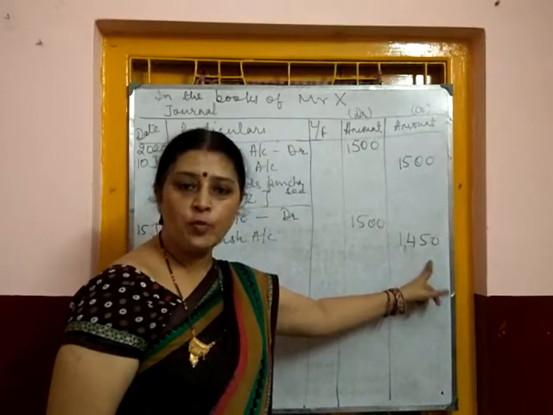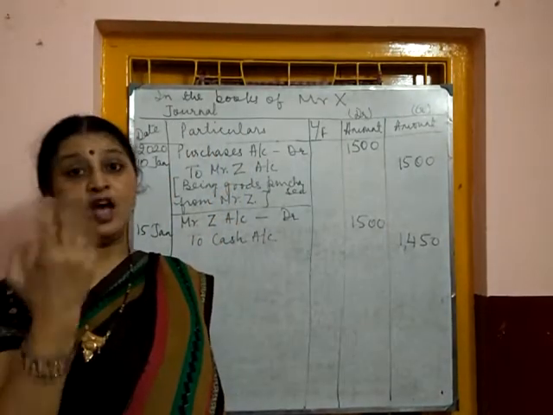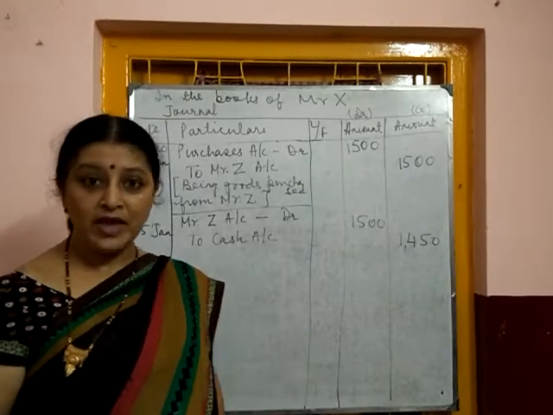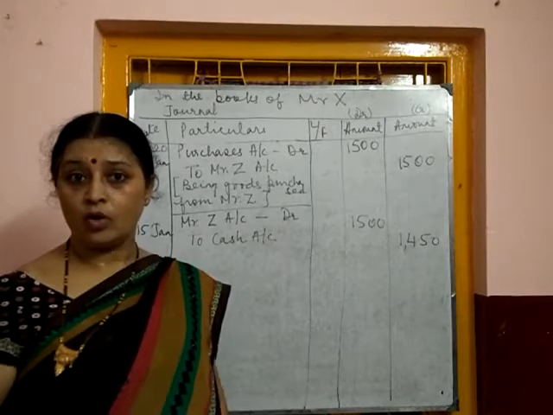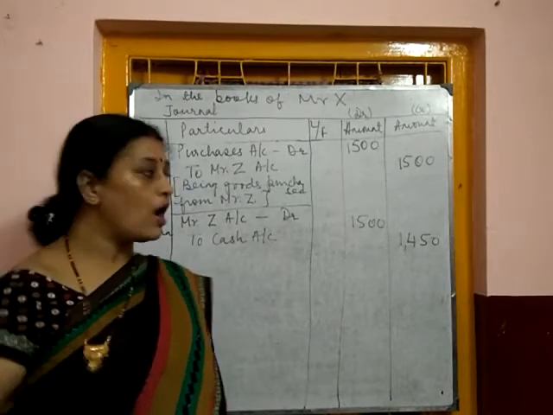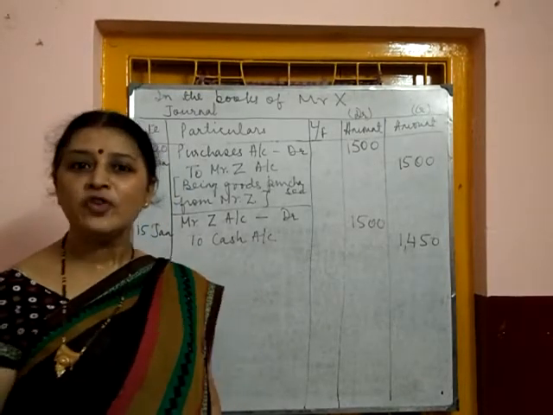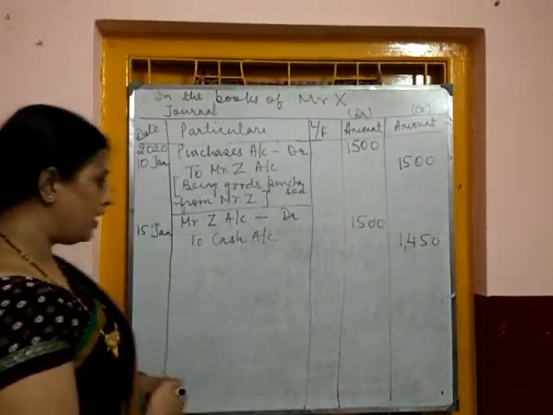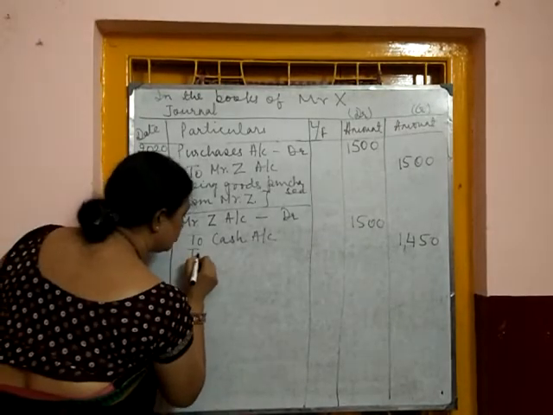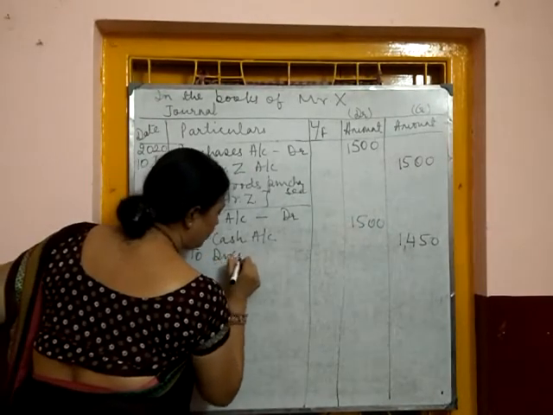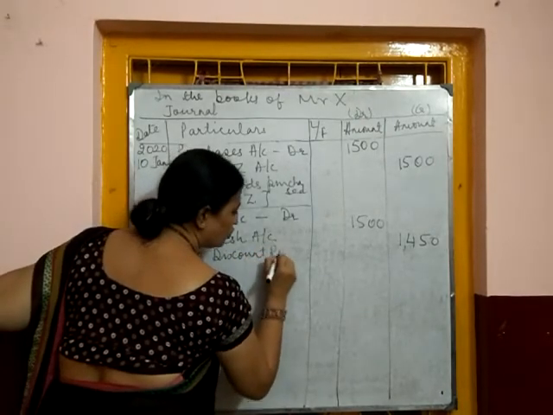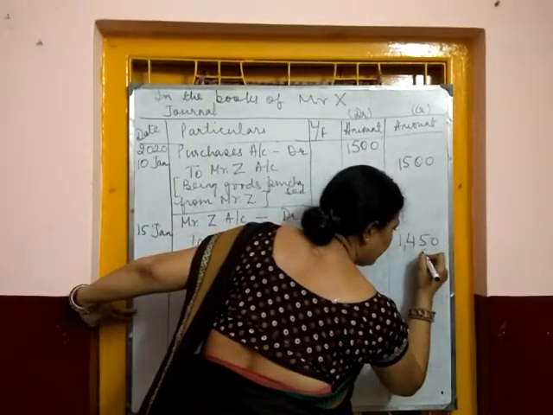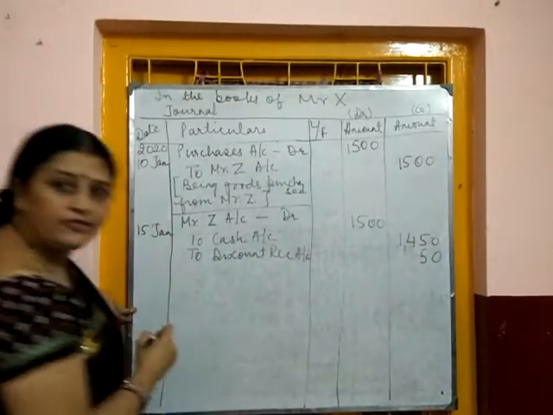The difference is 50 rupees. So this 50 rupees we are receiving. We means who? Business. Business is receiving a discount. So that discount is the income for the business. And income is a nominal account. It has to be credited. Clear? So we will write here as to discount received account, amount will be the difference in figure, that is 50.